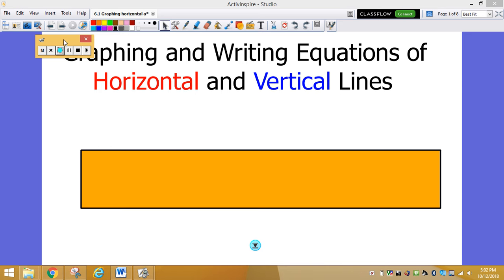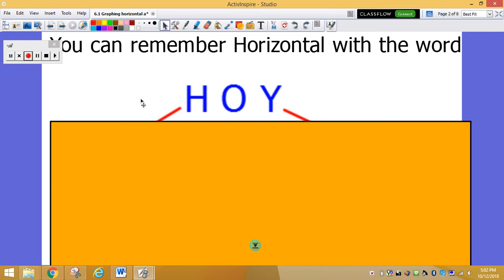Hey guys, so this set of notes is on graphing and writing equations of horizontal and vertical lines. So you need to write this down, the word HOY.